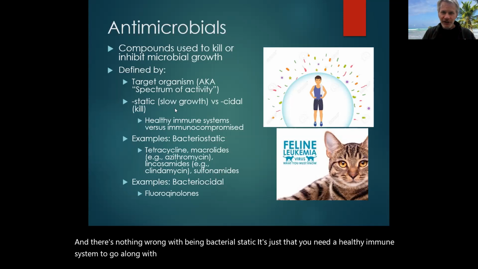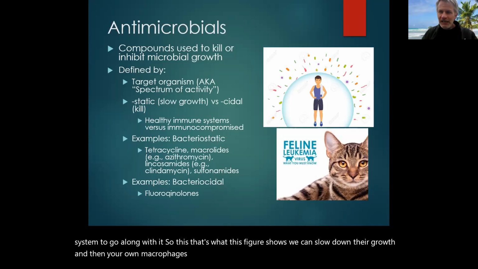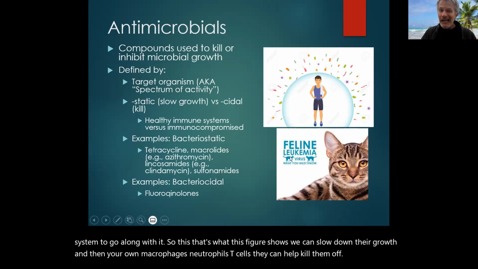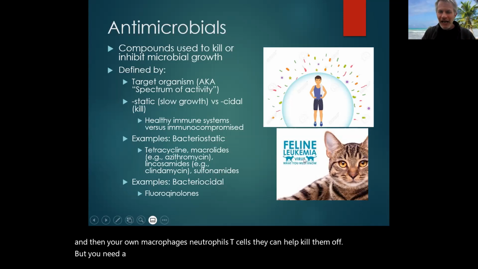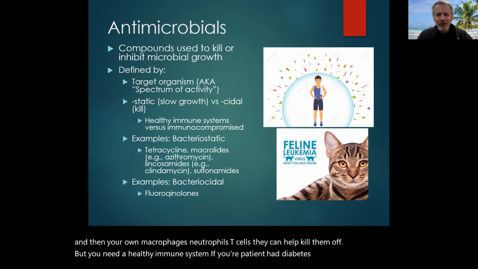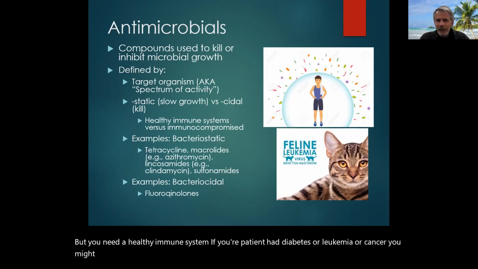So that's what this figure shows. We can slow down their growth, and then your own macrophages, neutrophils, and T cells can help kill them off. But you need a healthy immune system. If your patient had diabetes or leukemia or cancer, you might not want to use a bacteriostatic drug.